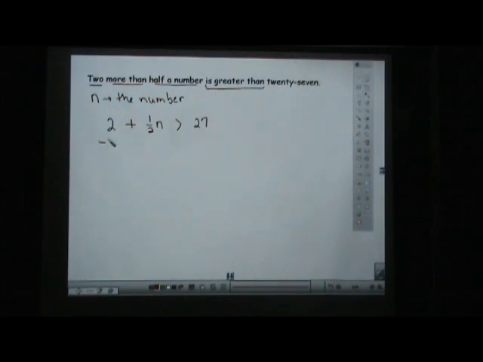Now when you go to solve, subtract 2 from both sides, so you'll have half n is greater than 25. To get rid of the half, times by 2. You're timesing by a positive, so it doesn't change your symbol. N is greater than 50.